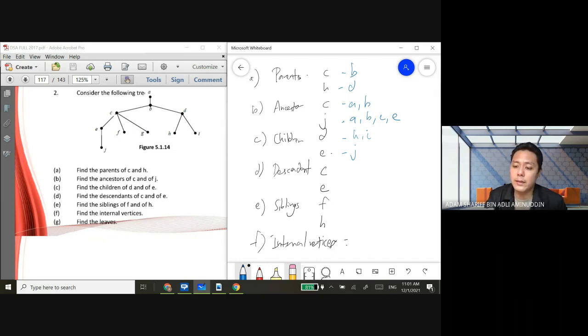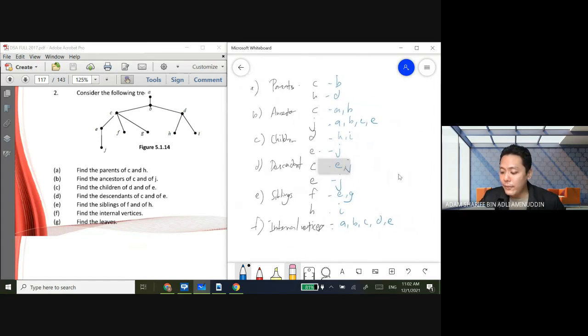Descendant of C and E. Descendant of C is E, J. Siblings of F, E, G. Internal vertices banyak. A, B, C, D, E. Oh, tak banyak lah. Cukup lah. A, B, C, D, E.